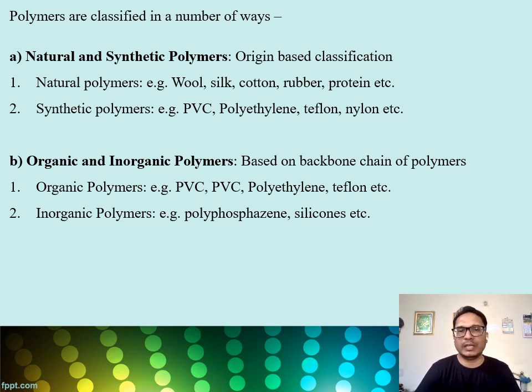The second classification is based on the backbone chain of the polymers, like organic and inorganic polymers. The examples of organic polymers, which contain the carbon-carbon backbone, are PVC, that is polyvinyl chloride, polyethylene, Teflon, etc. Whereas the inorganic polymers are polyphosphazene, silicones, etc.